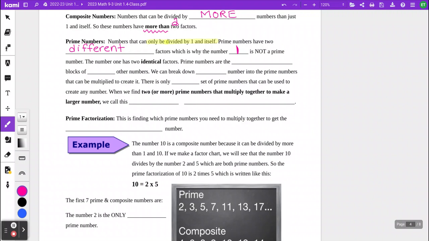So it says prime numbers are the building blocks of all other numbers. We can break down any number into its prime numbers.